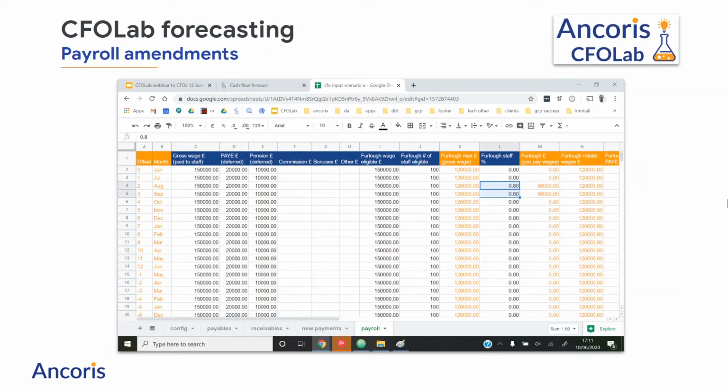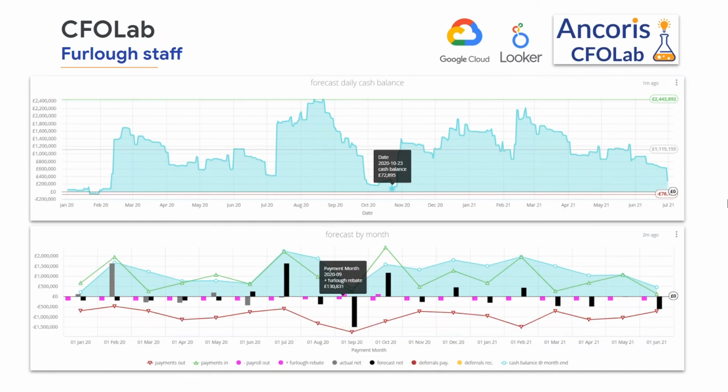And you can see in here for this model, we're going to actually furlough 80% of staff in those 2 months. So really simple. You can make other amendments to payroll, such as entering new amounts, payroll reductions, or deferring bonus and commission payments. So now we simply refresh our forecast in Looker, and in real time, CFOLab will recalculate that forecast.